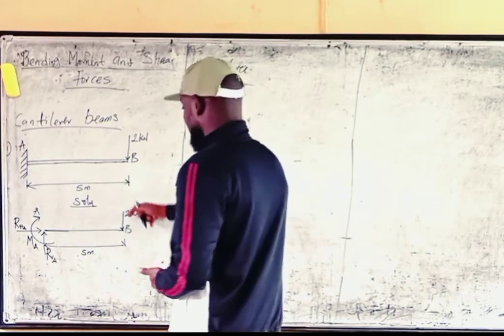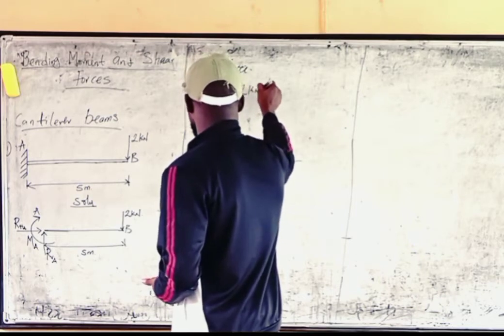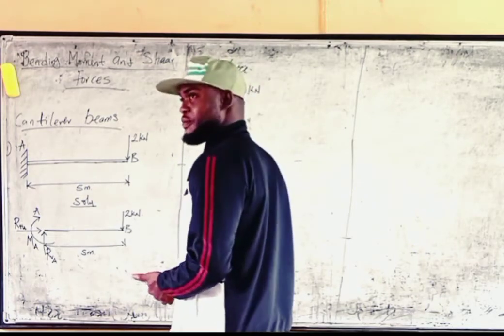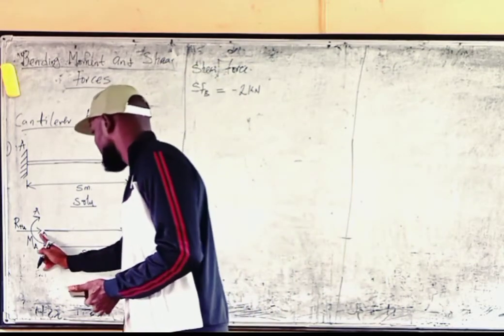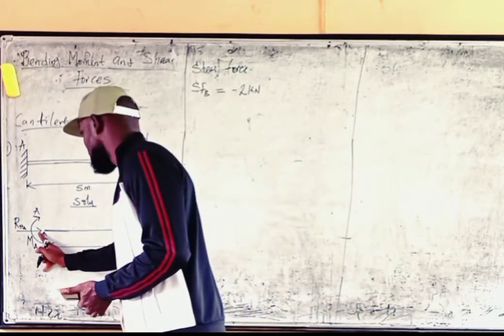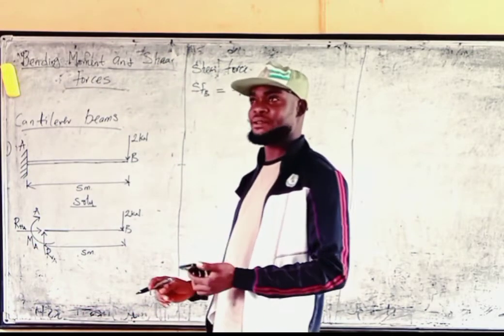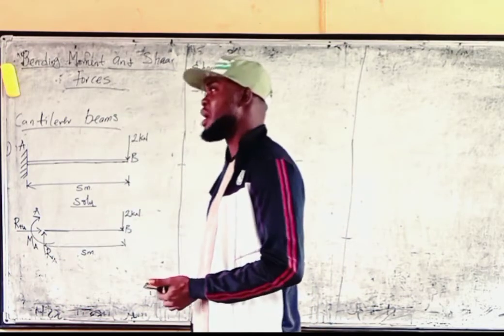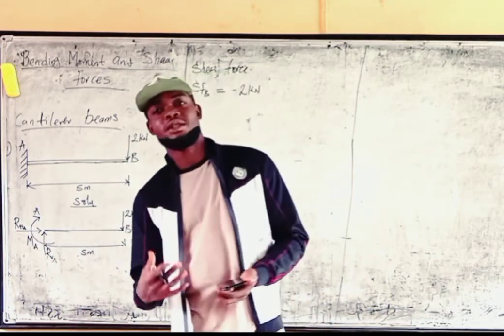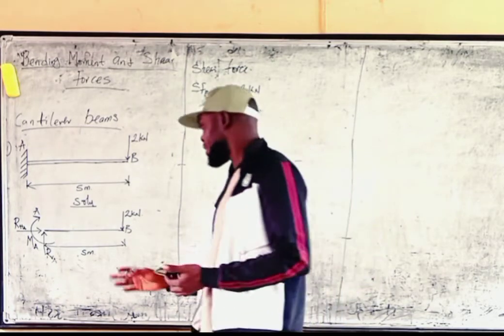Now since this one is going downward, the shear force will be minus 2 kilonewton. That is the shear force at point B. Now let's check. If you look at this horizontal reaction, it is latent, in the sense that it is not active. Why is it not active? Because there is no horizontal loading, so that will not disturb anything. So we can just go on and keep on analyzing.